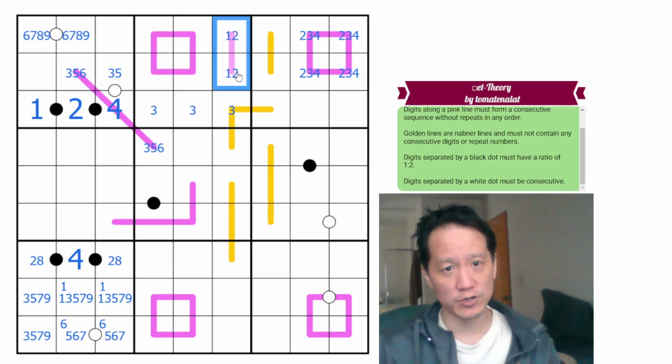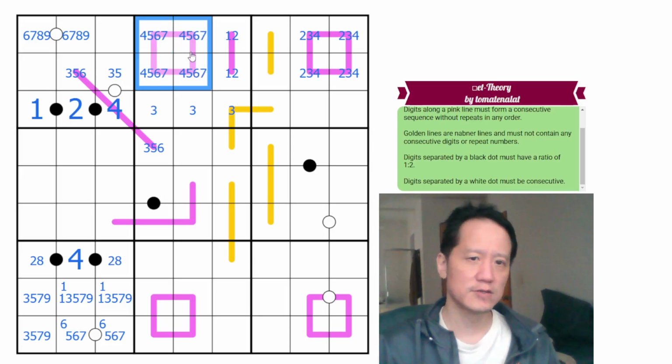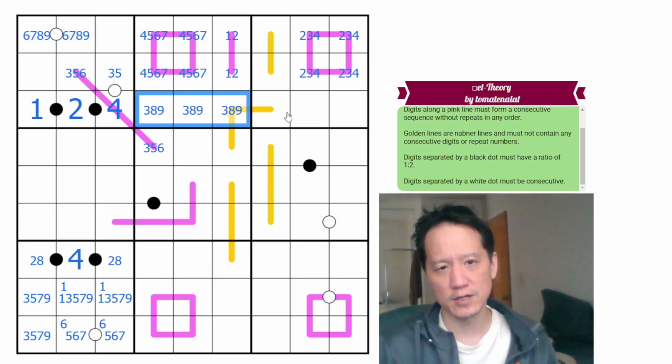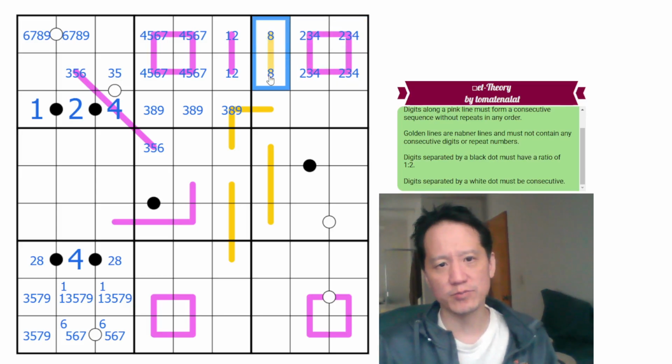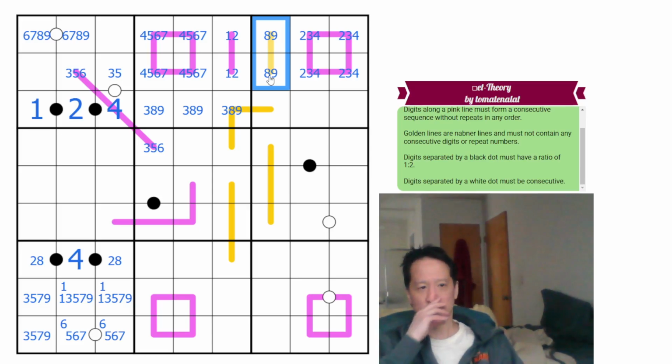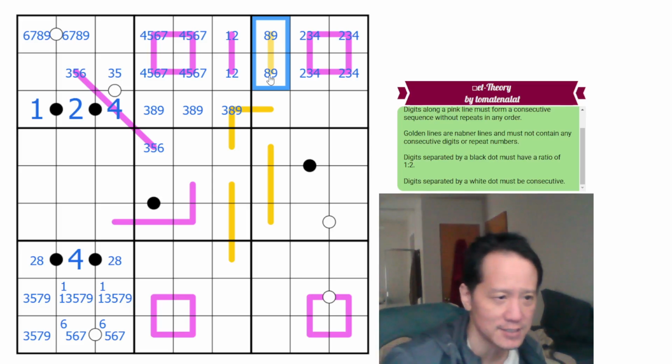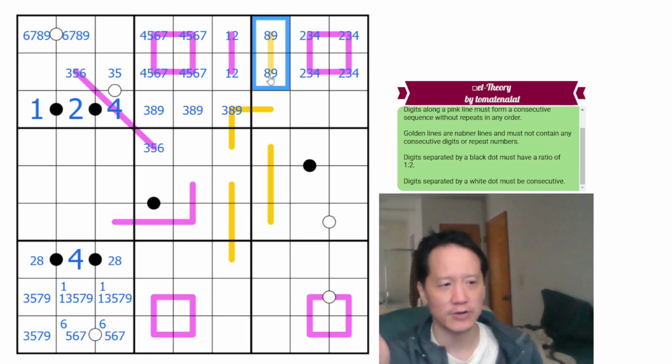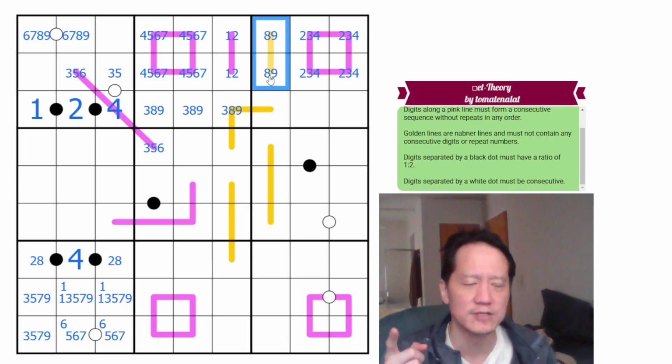So this must be 1 or 2 here. This has to be 4, 5, 6, and 7 because we need a 4 here somewhere. That would force this to be 3, 8, and 9. But 8 and 9 cannot be on the renban, and they can't be on the Nabner. This is telling me that this is definitely not the way to go, and something about my logic previously was incorrect.